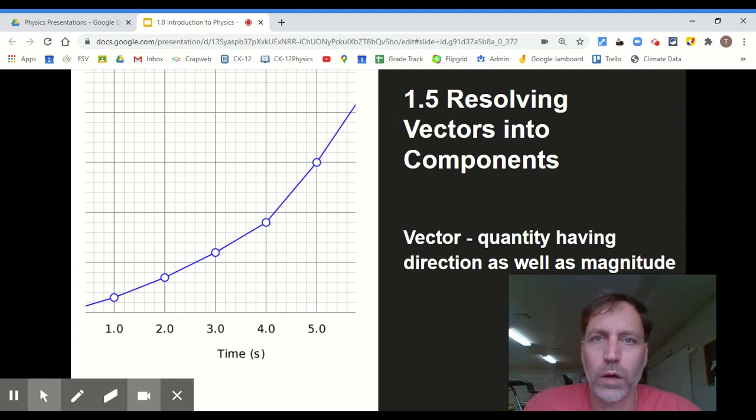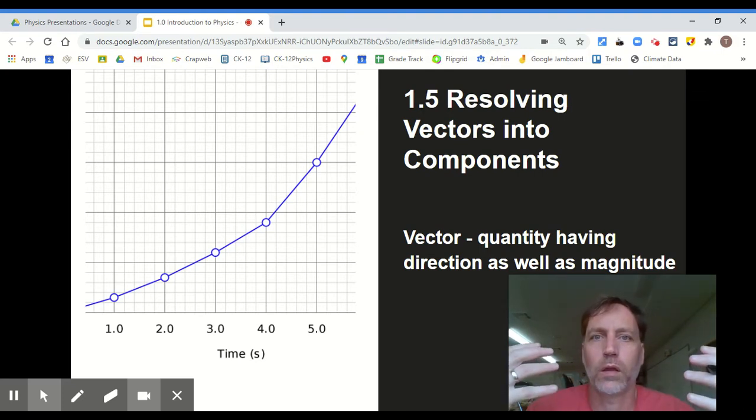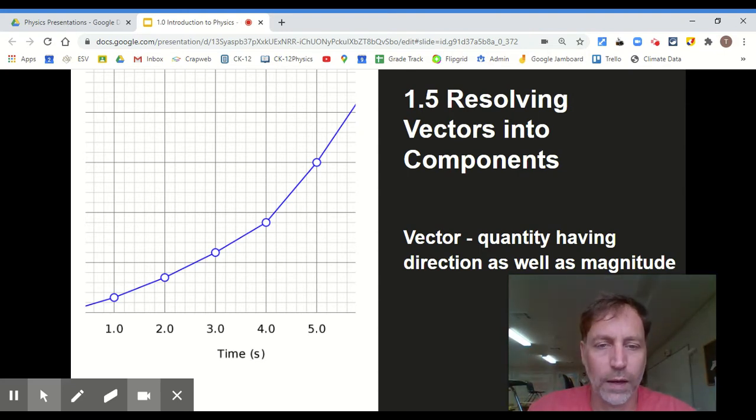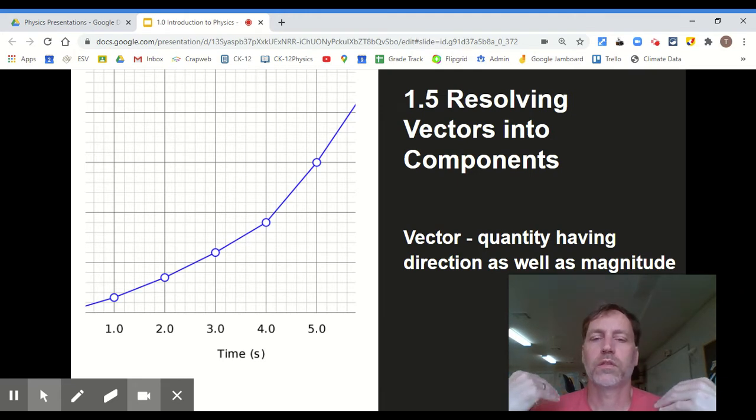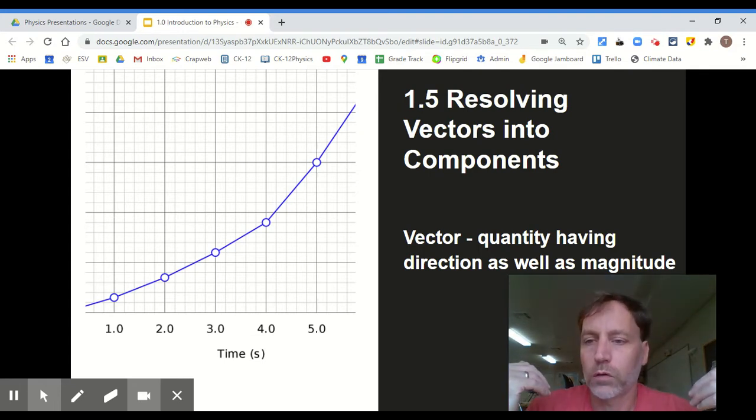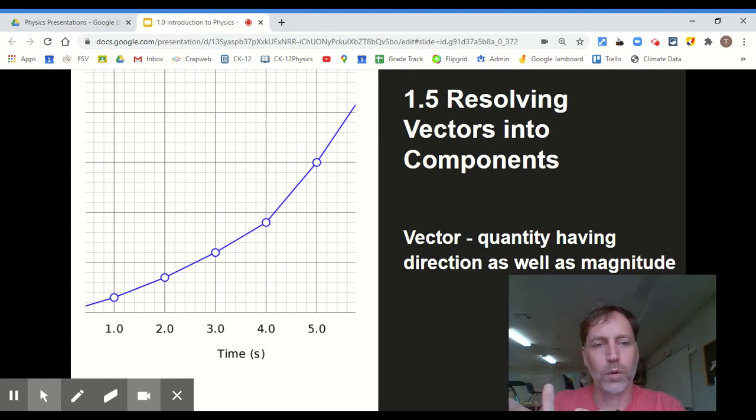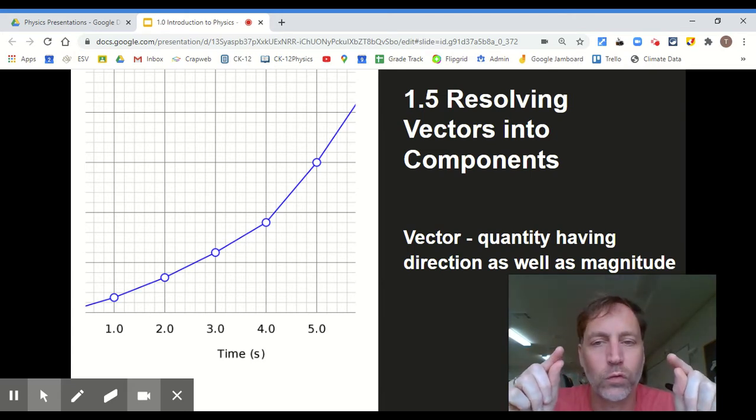Now, we've dealt with numbers that are called scalars all of our life. We have a 3,000 pound car, or we are traveling 60 miles an hour, or we've jumped 6 meters in the air, or we threw a ball 20 meters. Those are called scalars. They just have a number with a unit, 20 meters, 200 miles per hour. What a vector does is add a direction to it.